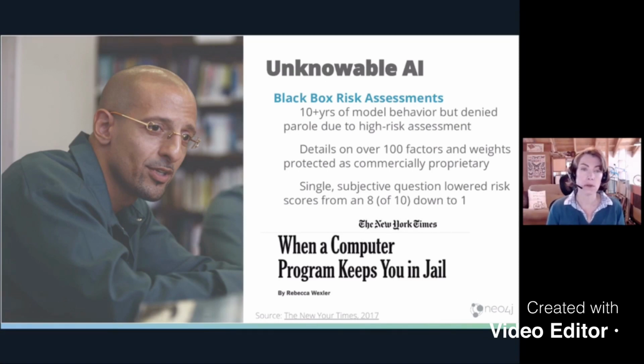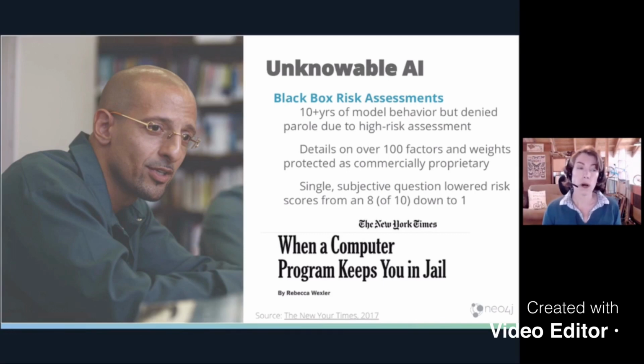This example is an inmate, Victor Rodriguez, who had participated in an armed robbery when he was very young, was in the system for 10 years, had model behavior. He helped other inmates. He was expected, even by the parole board, to get parole because of his background and how he participated in various programs, but was denied because he had a high risk assessment from a piece of software called Compass. Now, this software is interesting in that there's over 100 different factors, weights, a lot of interdependencies that give you your score.